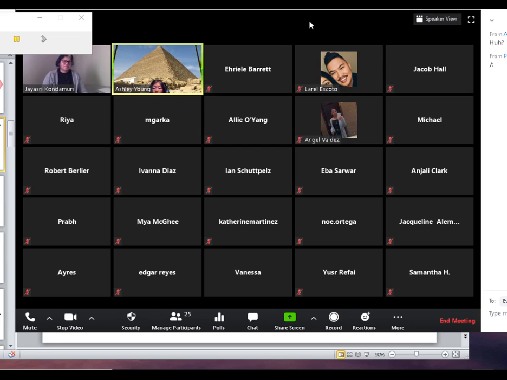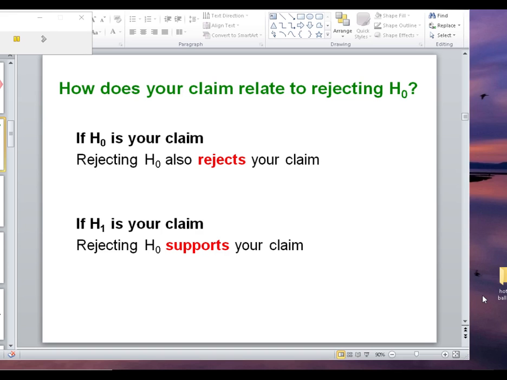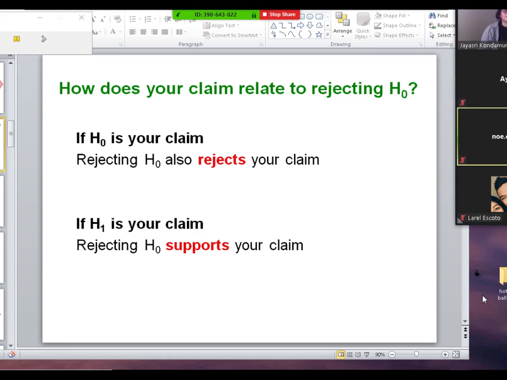So you've got to think about that. Is my claim the same as H naught? If it is, then rejecting H naught rejects my claim. If my claim is different than H naught, then rejecting H naught supports my claim, helps my claim. So that's what we've got to think about, and that's where this wording comes from in step 5. If H naught's your claim, then rejecting H naught rejects your claim. So we're going to use the word reject in that summary. If H1 is your claim, then rejecting H naught supports your claim. So we're going to be using that wording there.